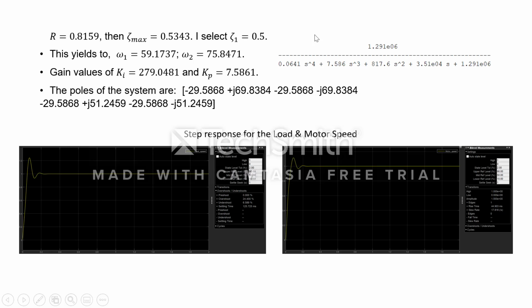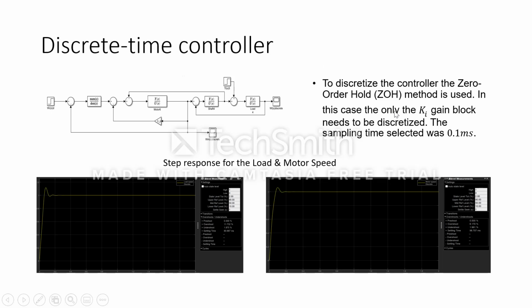This will be the transfer function of the system once the gain values are replaced, and these are the poles of the system. As we can see here, all the poles have the same real part value. These are the responses for the load and motor speed that we will look at once again later.